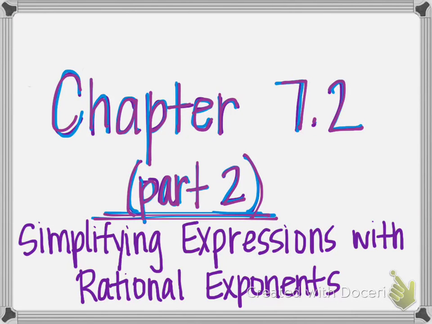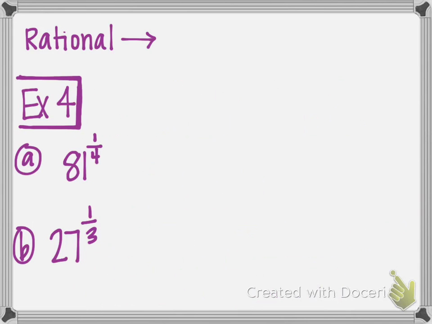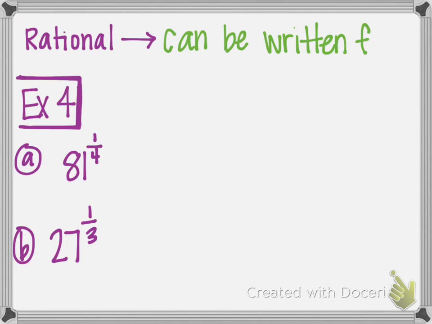All right, so let's finish chapter 7.2. This is part 2 where we're going to simplify expressions with rational exponents. And what I mean by rational exponents are exponents that are written as fractions, because usually when you see the word rational, that means that it can be written as a fraction. So why don't they just say fraction exponents? I don't know, they don't, but that's kind of your job, is to know how to speak math, and that's my job, is to help you learn how to speak math. So when you hear the words rational exponents, you're probably going to see a fraction in the exponent position.